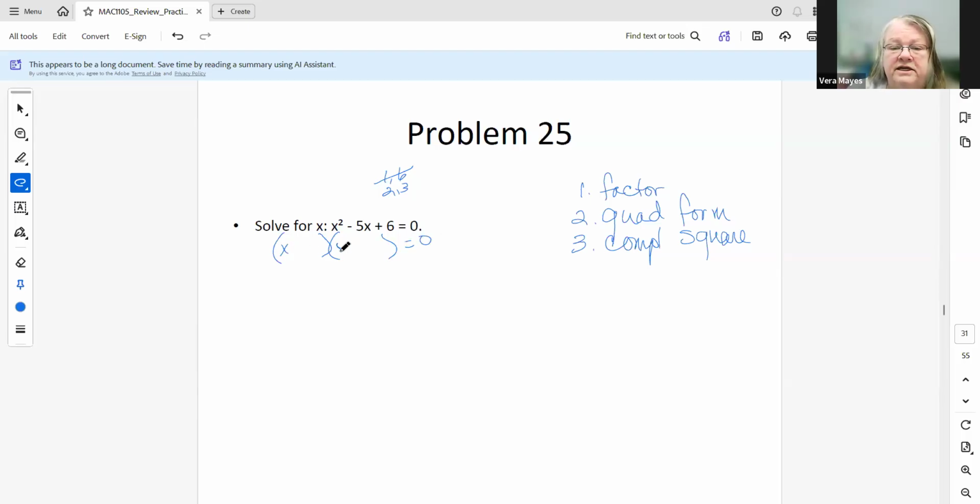So I'm going to put an x and an x for the x squared. I'm going to use the 2 and the 3. Now, because this is a positive 6, either you're both positive or they're both negative. The middle term tells us that they both have to be negative. Now, I'm going to use the zero property rule that if I multiply two things together to get 0, one of them at least has to be equal to 0. And we don't know which one, so we just assume it could have been either one of them. And we set both of them equal to 0 and then solve and get that x by itself.